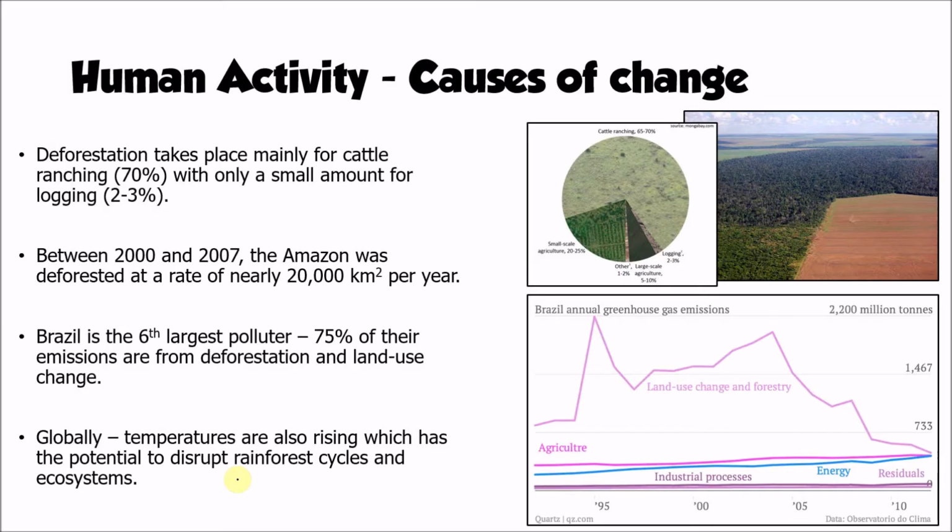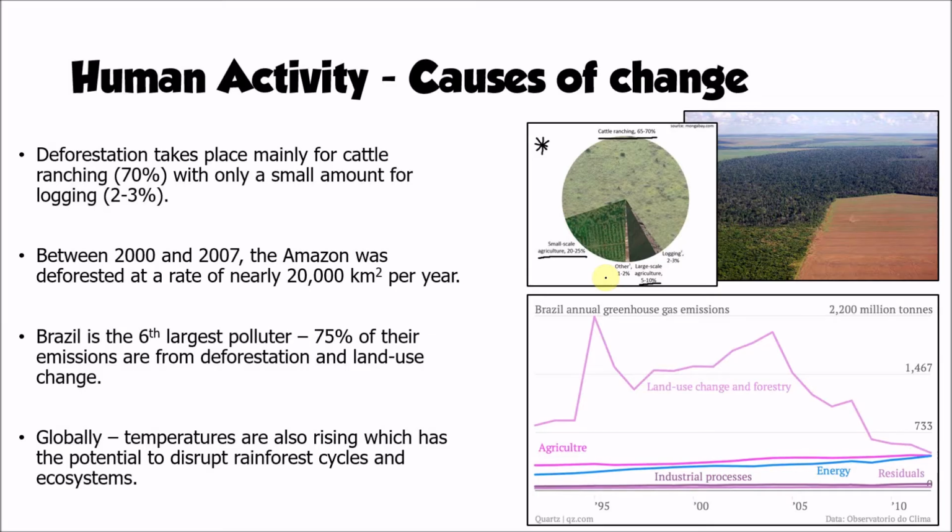If we turn our attention to this graph here, we can see that this deforestation takes place predominantly for agriculture. If we take up the 65 to 70% for cattle ranching, the 20 to 25% for small-scale agriculture, the 5 to 10% for large-scale agriculture, we can see that we're only left with maybe 3 to 4 or 5% taking place for things like logging or other means of deforestation, perhaps for energy production.